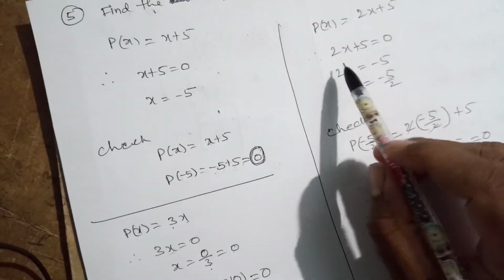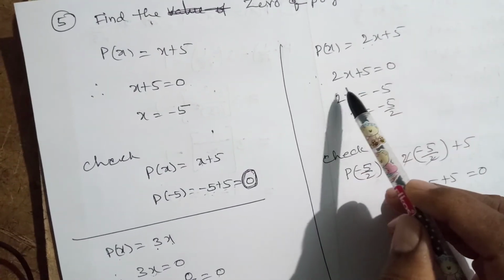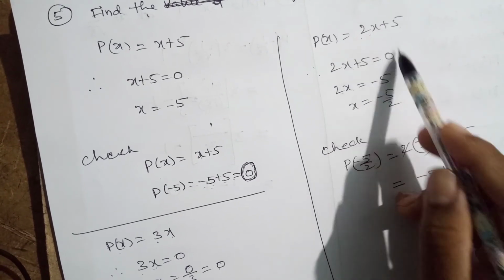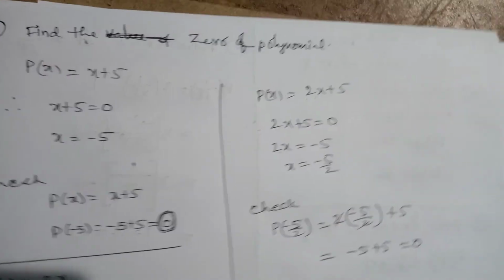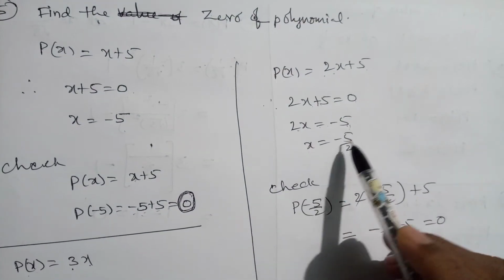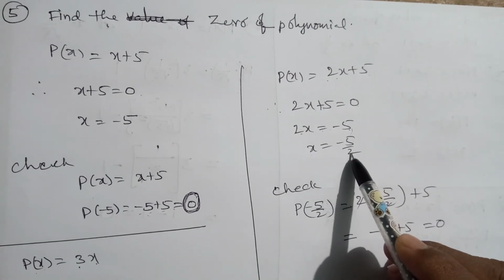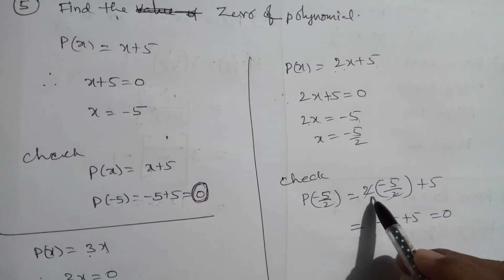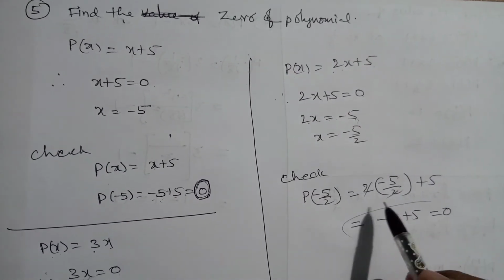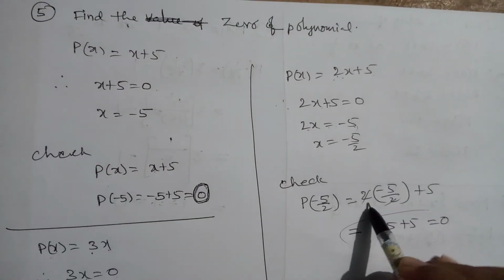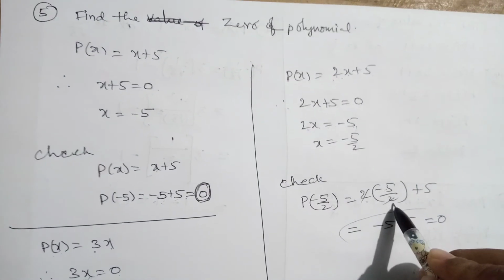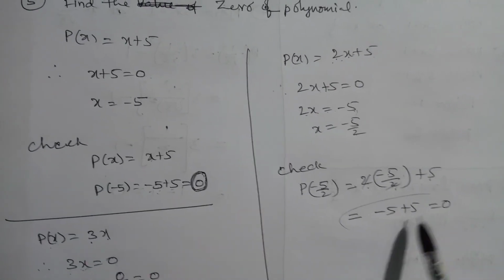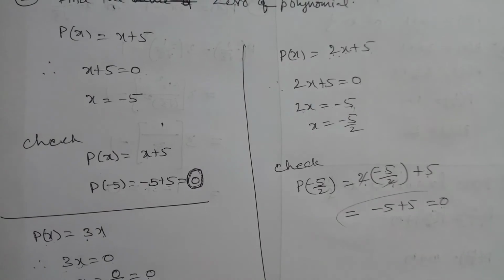Now here P of x is equal to 2x plus 5. 2x plus 5 is equal to 0. 2x is equal to minus 5, when 5 comes to this side it becomes minus 5. And x is equal to minus 5 by 2. So when x is equal to minus 5 by 2, this value becomes 0. Let us check. 2 times minus 5 by 2 plus 5. So the 2 will cancel. Minus 5 plus 5 is equal to 0.